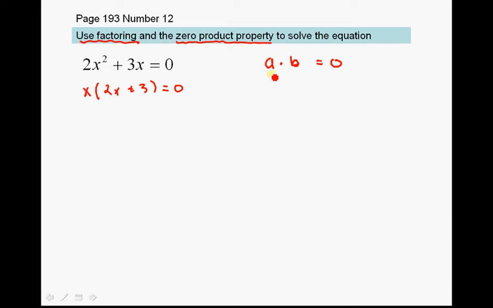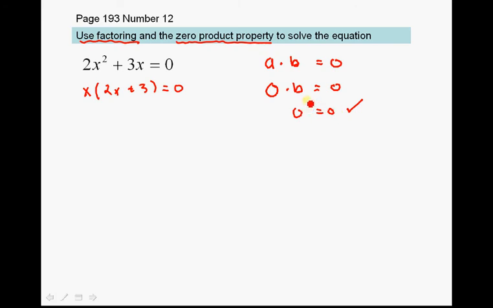So let's take a look at when a is equal to 0. This is 0 times b equals 0. Well, 0 times anything, it doesn't matter what b is. b could be a Cadillac. Anything times 0 is 0. So there we have 0 equals 0. This is true. It checks out.